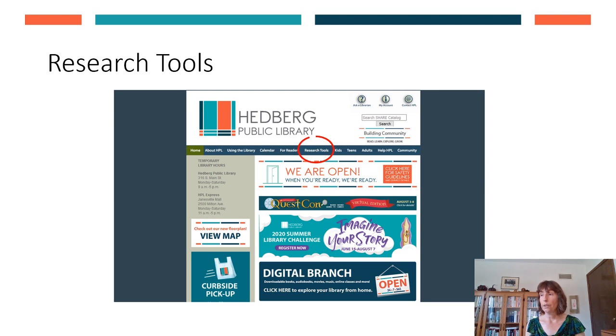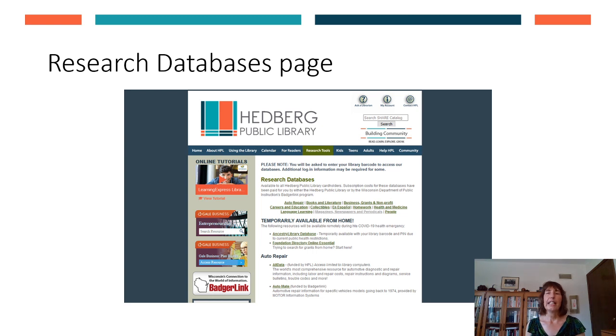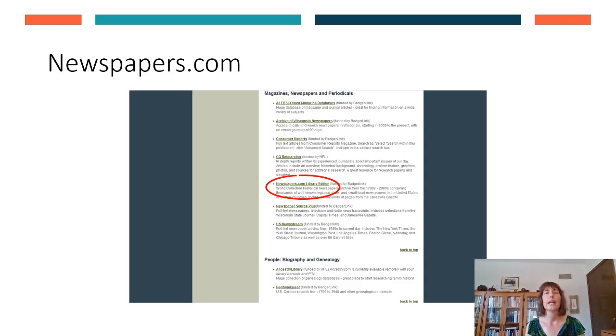Click on Research Tools. That's on the blue bar that runs near the top of the page. Once you click on Research Tools, click on Research Databases. The Research Databases page lists all the subscription resources available to Hedberg patrons for free with their library card number. Newspapers.com is near the bottom of the page under the category of magazines, newspapers, and periodicals.